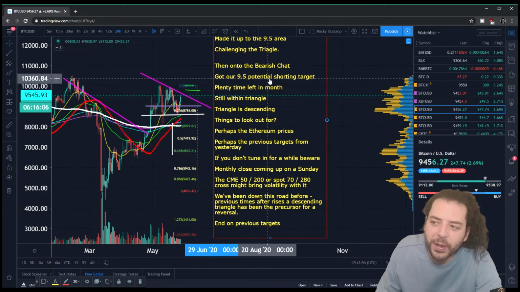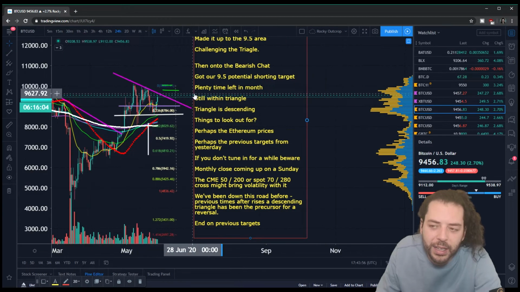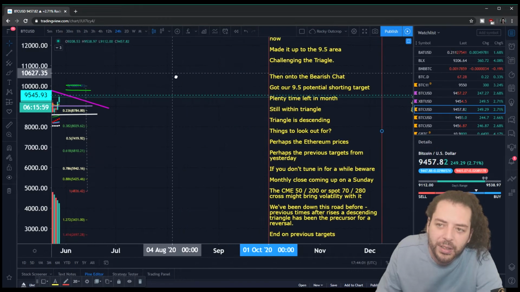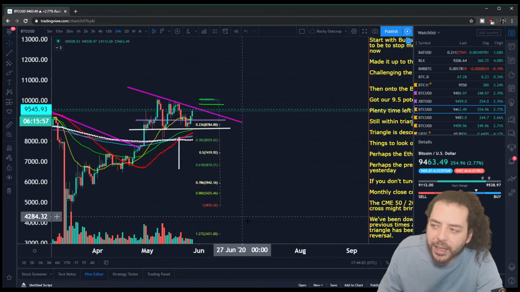Okay, so we've got our 9.5 potential shorting target. And just in the sense that if you were looking at these support and resistance lines, I really would like to be able to move the graph, please. Right, thank you, TradingView.